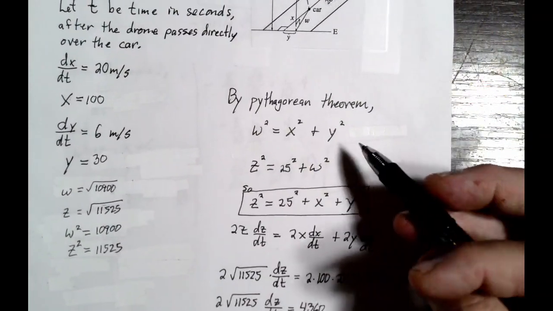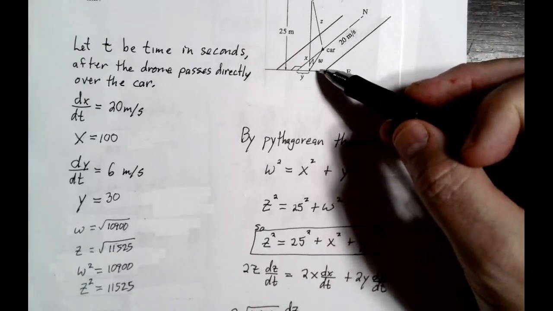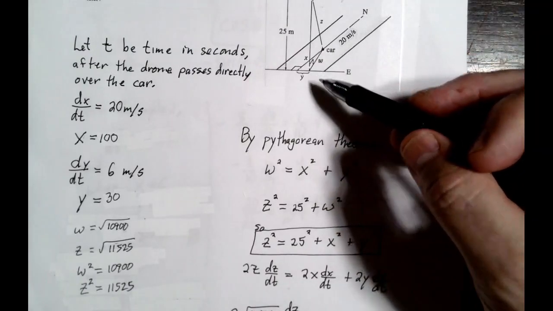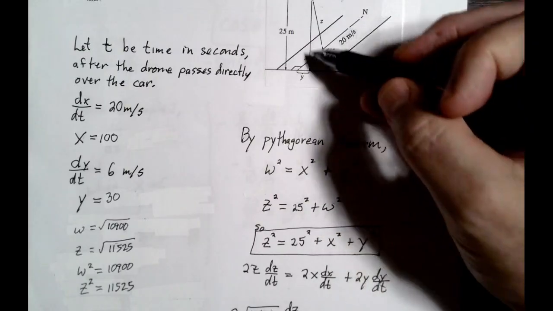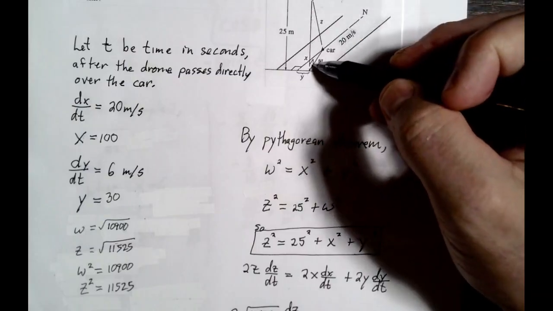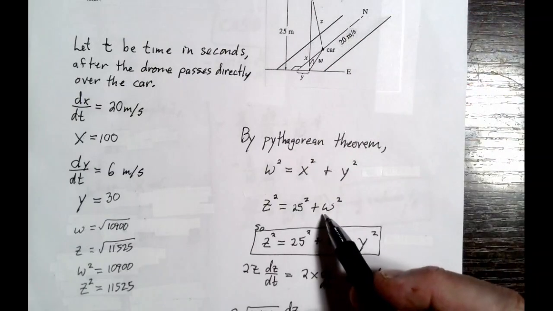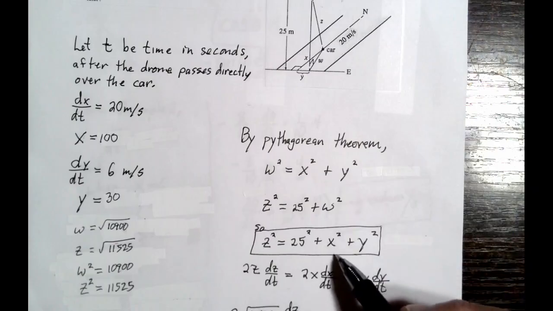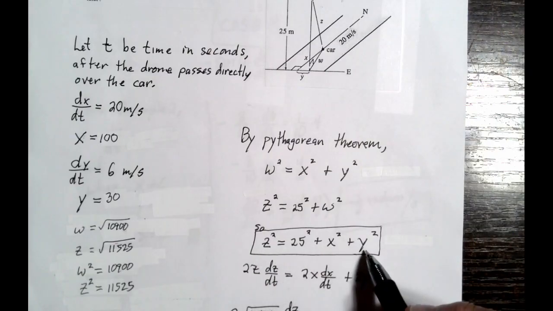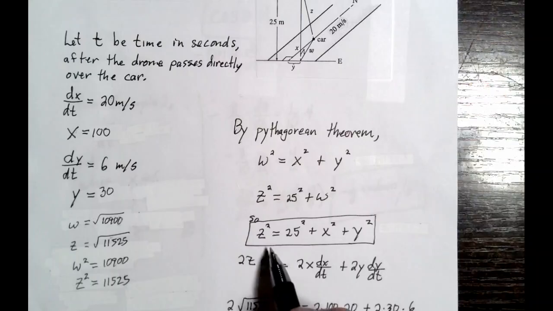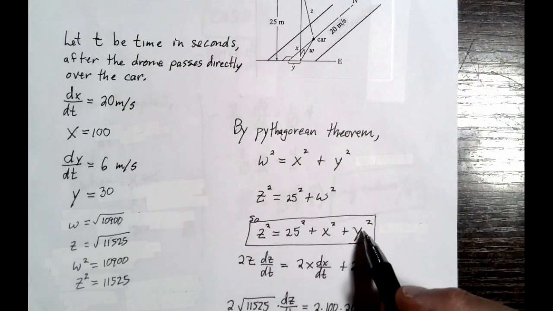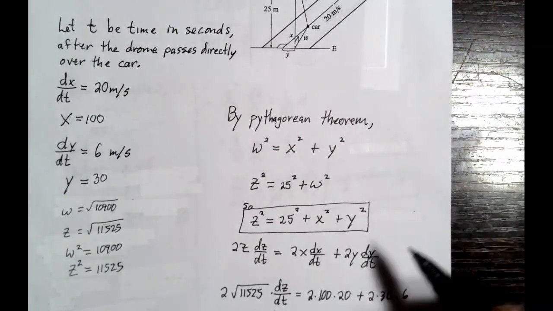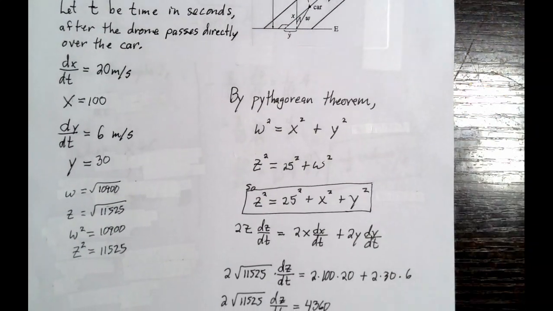So now we know that W squared equals X squared plus Y squared by this Pythagorean triangle there. But we also know Z squared equals 25 plus W squared. But we know what W squared is. It's X squared plus Y squared. So Z squared actually equals these two terms. Now when we take the derivative, we get 2Z, Z prime. We get 0. We get 2X, X prime, plus 2Y, Y prime. And we plug in everything we know, and we get our answer of 20.3.